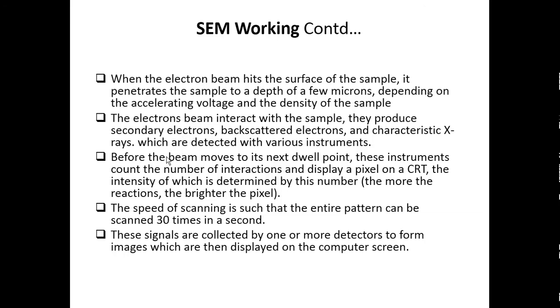what happens when it is hitting the surface of the sample? Different kinds of phenomena take place. What are those phenomena? They produce secondary electrons. That is called secondary emission. They produce backscattered electrons. They may produce X-rays, and there are different kinds of such phenomena. These phenomena can be detected with the various instruments provided on the scanning electron microscope.